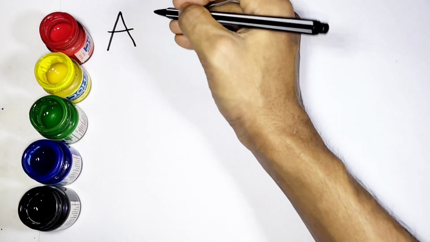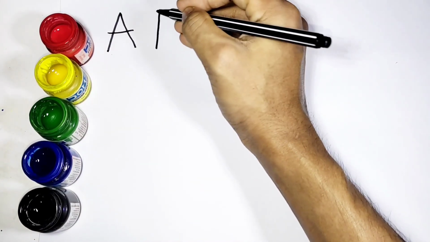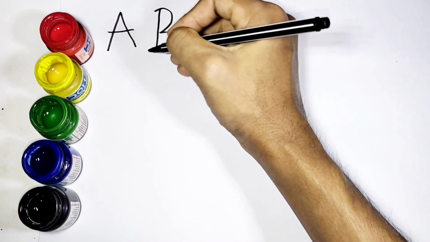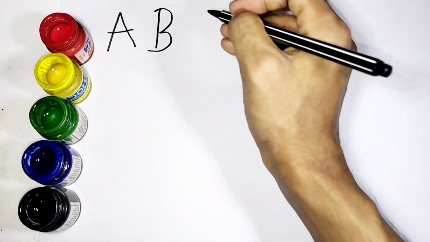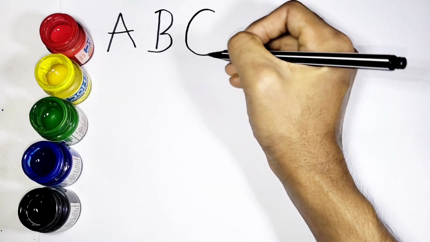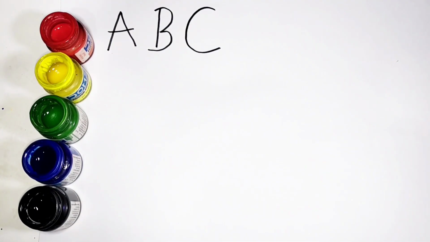A for apple, A for ant. The next one is B. Kids, now we draw the alphabet of B. B for ball, B for bat. The next one is C. C for cow, C for cat.